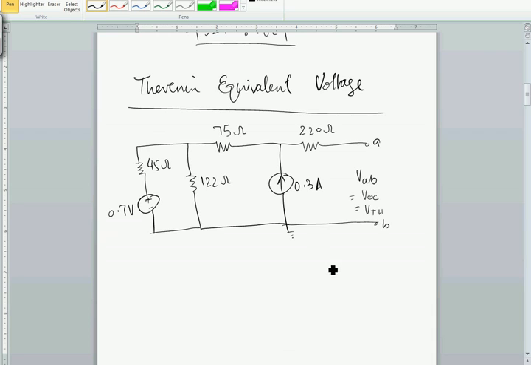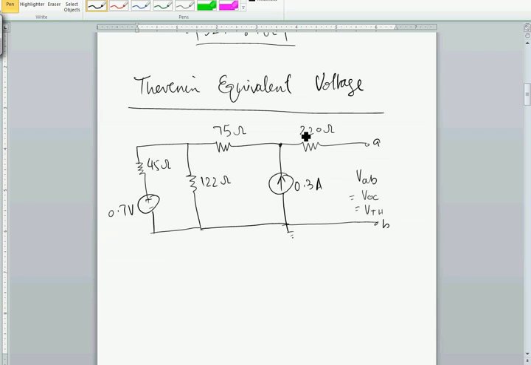One thing that you should realize here is that since there is no resistor connected between A and B, there will be no current flowing through this 220 ohm resistor. That means there won't be any voltage drop here. Hence the voltage VAB will be the same as the voltage across this 0.3 ampere source.